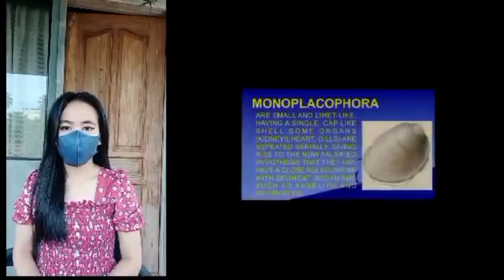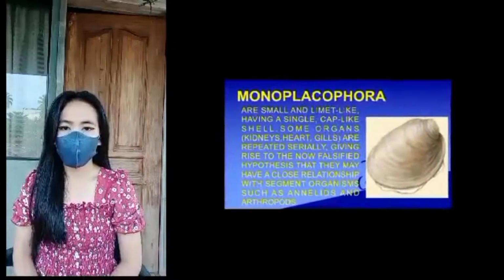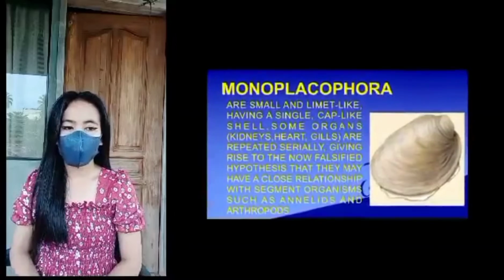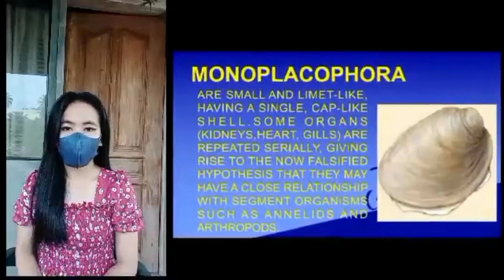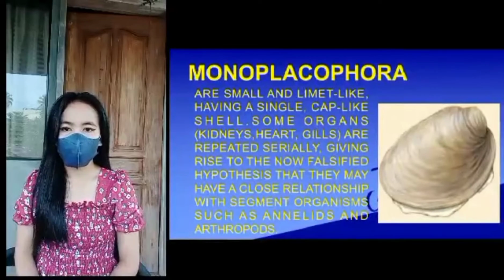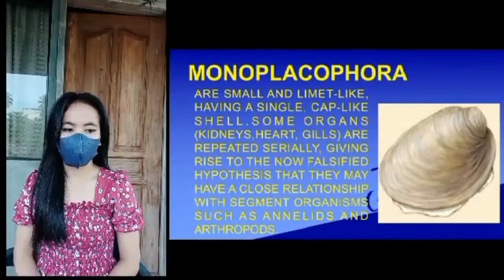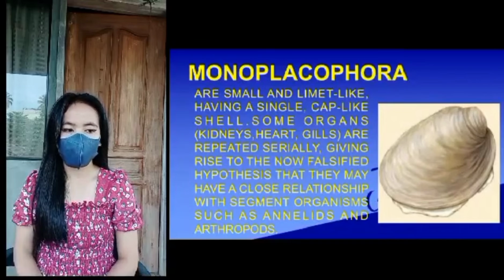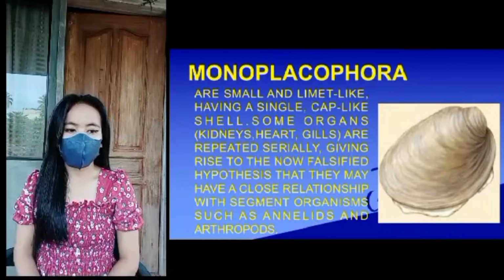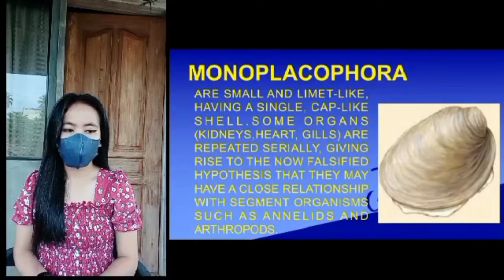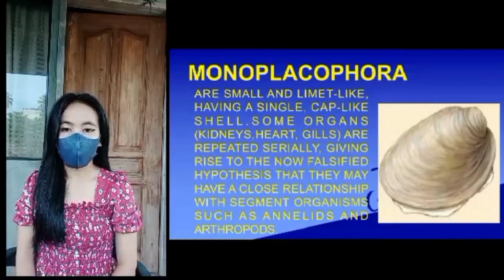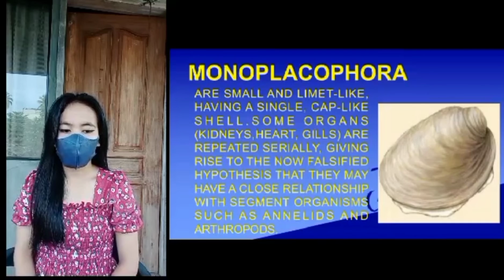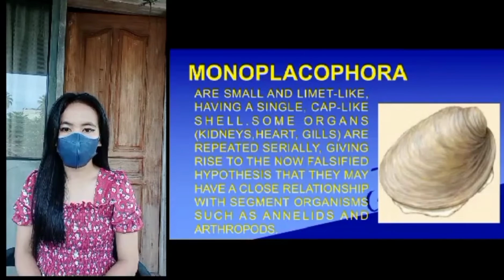The second class of phylum Mollusca is the Monoplacophora. Monoplacophorans are small and limpet-like, having a single, cup-like shell. Some organs, such as the kidneys, heart, and gills, are repeated serially, giving rise to the now falsified hypothesis that they may have a close relationship with segmented organisms such as annelids and arthropods.